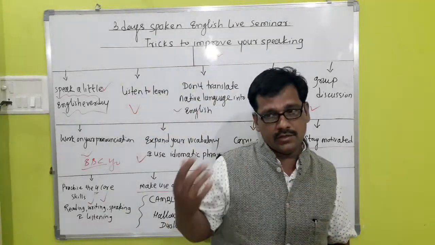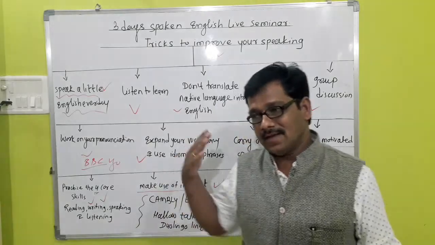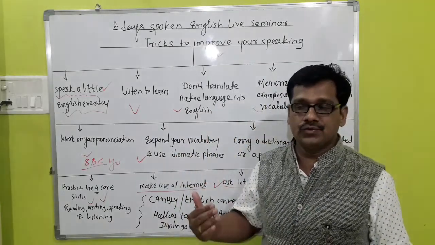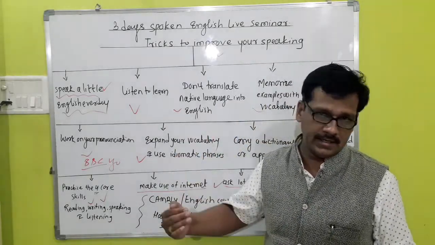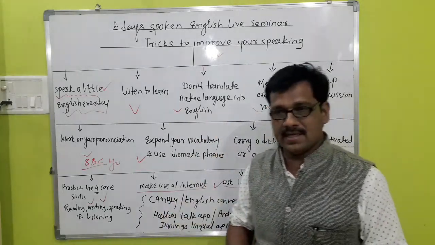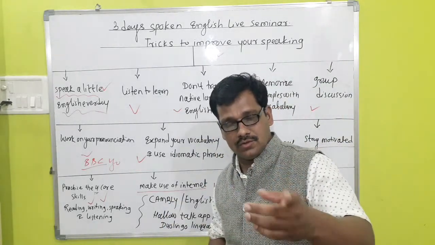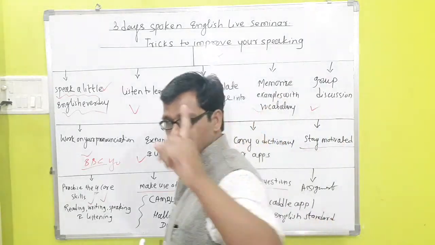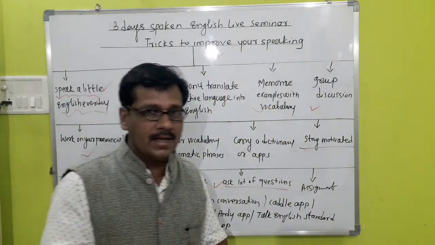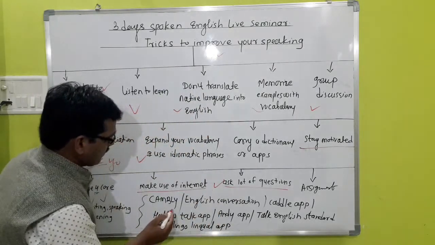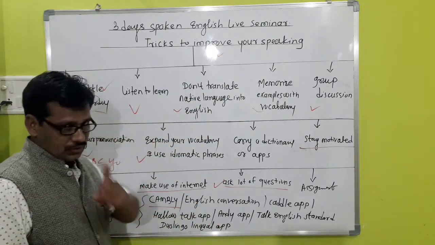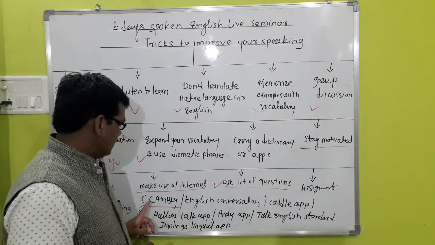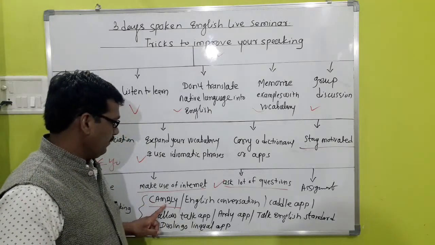I am going to tell you some apps that may help you to improve your English. Okay, first app is that you just go to the प्ले स्टोर. आता सेशन संपल्यानंतर सर्वांनी प्ले स्टोरवर जायचं. सर्वात पहिलं ॲप डाउनलोड करायचं कॅमली. Look at the spelling. You should write down the spelling of CAMBLY.